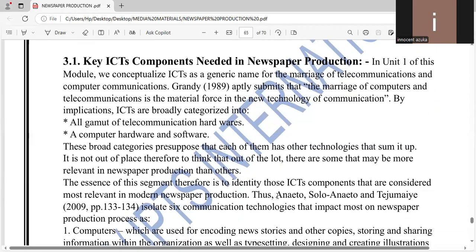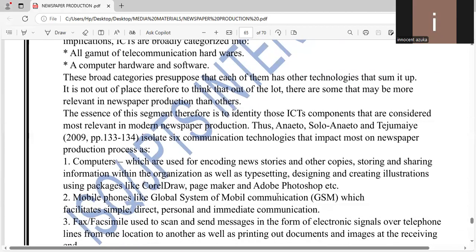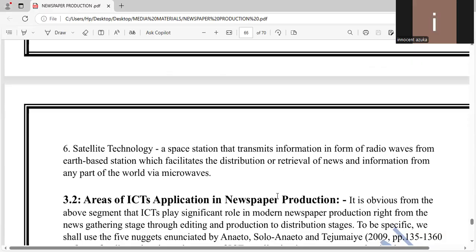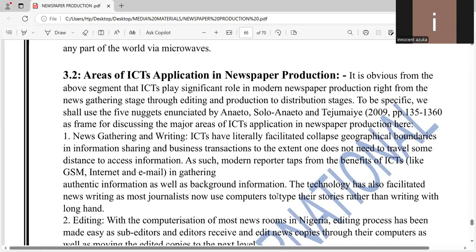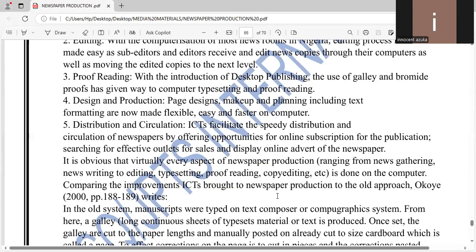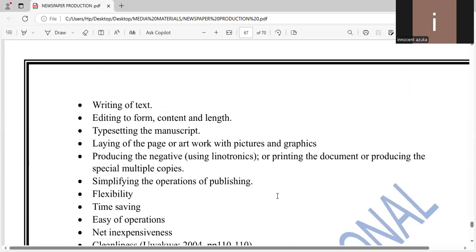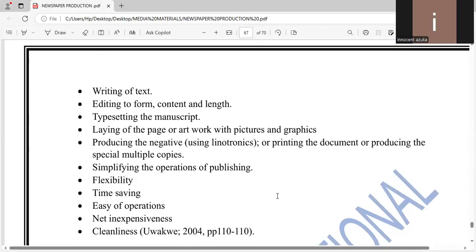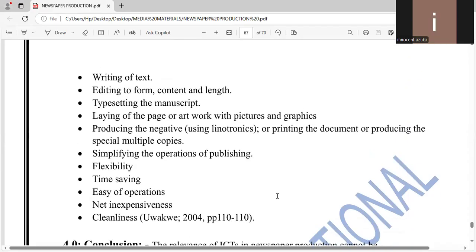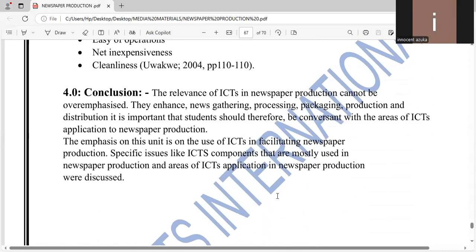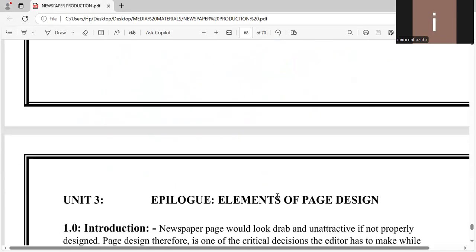So how relevant is ICT? I believe you are going through it and you understand what it means. So we'll talk about writing of text, editing to form the content, typewriting, and the flexibility, easy to operate, and so on and so forth.